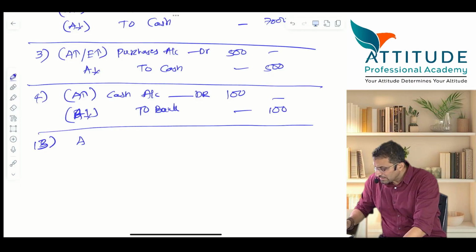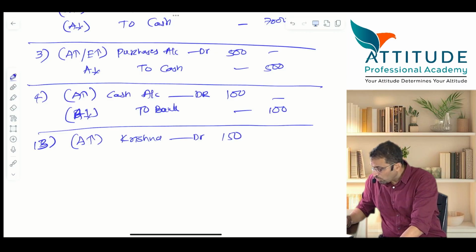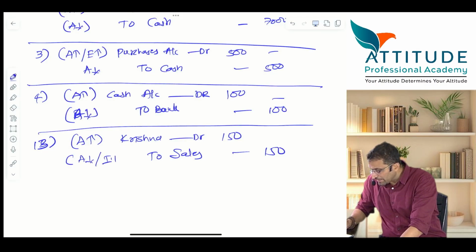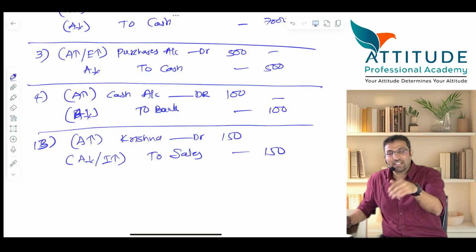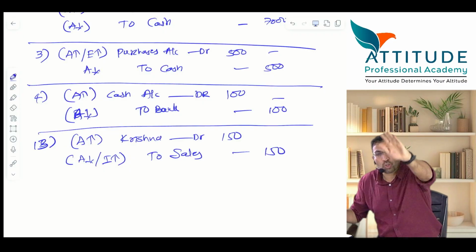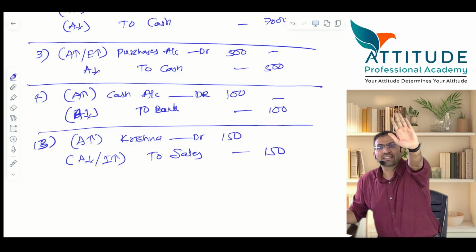Krishna is a debtor. Krishna account debit. How much? What did you give? Goods. Goods will now be sales. What should I put in the bracket here? Asset reduces or income increases. Because goods are assets. When you sell it, your asset stock will become what? It will decrease. Is that clear?